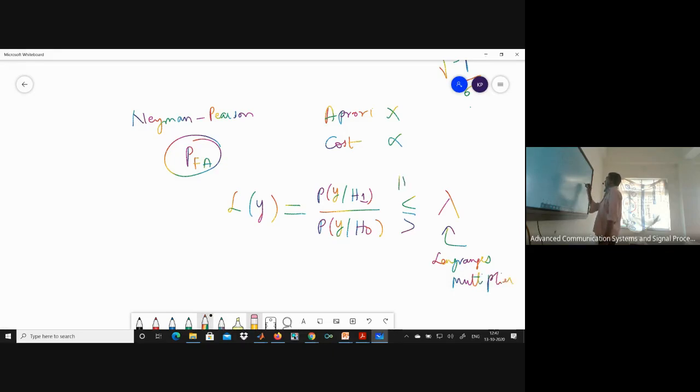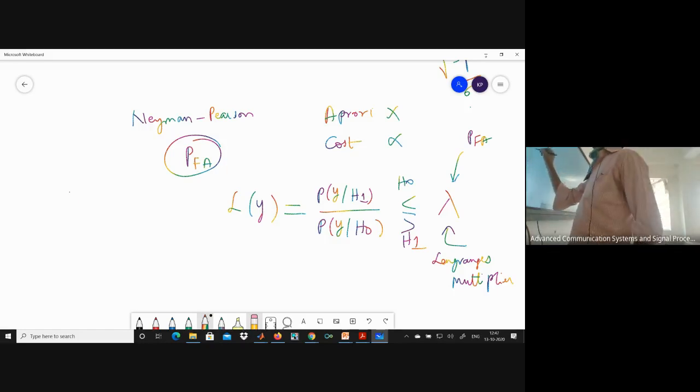And this is your H naught. This is the decision we obtained in the last class, if you try to remember. And this value of lambda we will be getting from the constant probability of false alarm. From the example we have just seen, once the probability of false alarm is fixed, it fixes your threshold gamma. Once gamma is fixed, your probability of detection is also fixed.